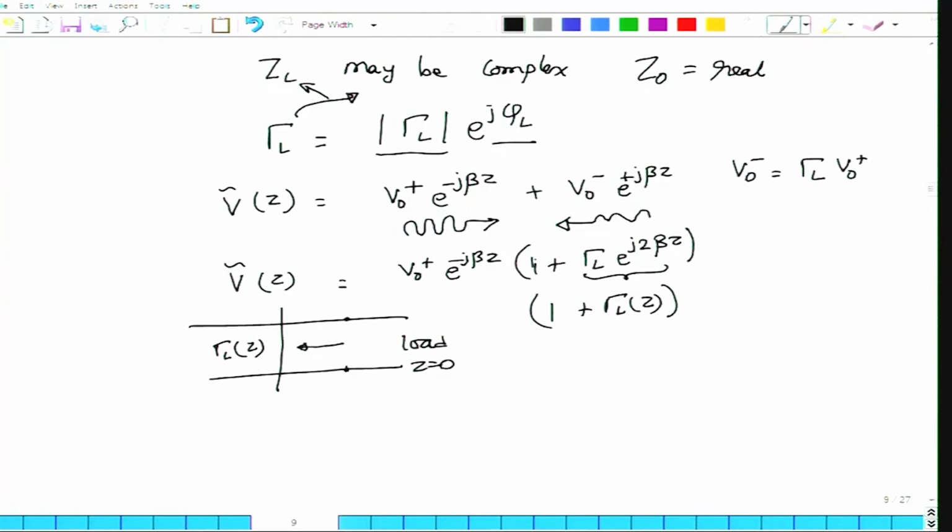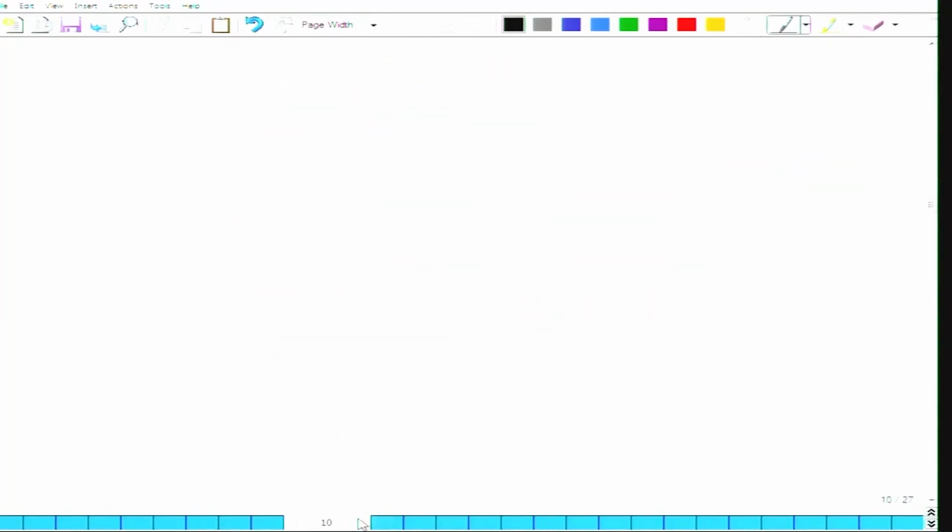Now, how do I obtain the voltage as a function of z and t from the phasor? In order to do that, you simply multiply the phasor by the e power j omega t factor. Remember, this is the factor that you dropped earlier to go from z and t notation to the phasor notation. Now, you insert this e power j omega t and then take the real part of it. So, this is how you go from one domain to the other domain. Now, let us look at several different cases for gamma L.